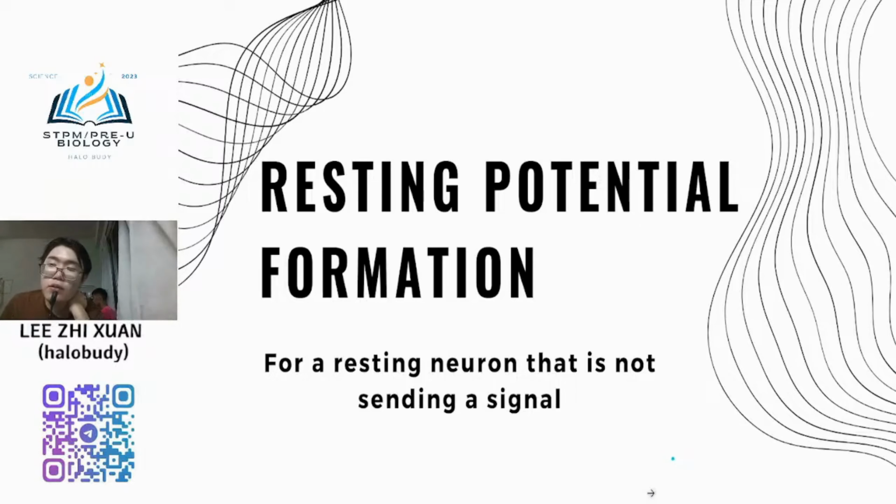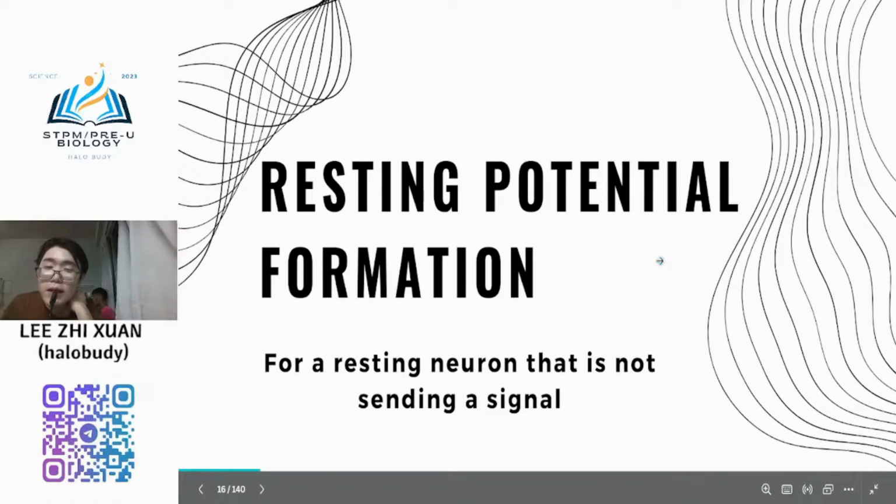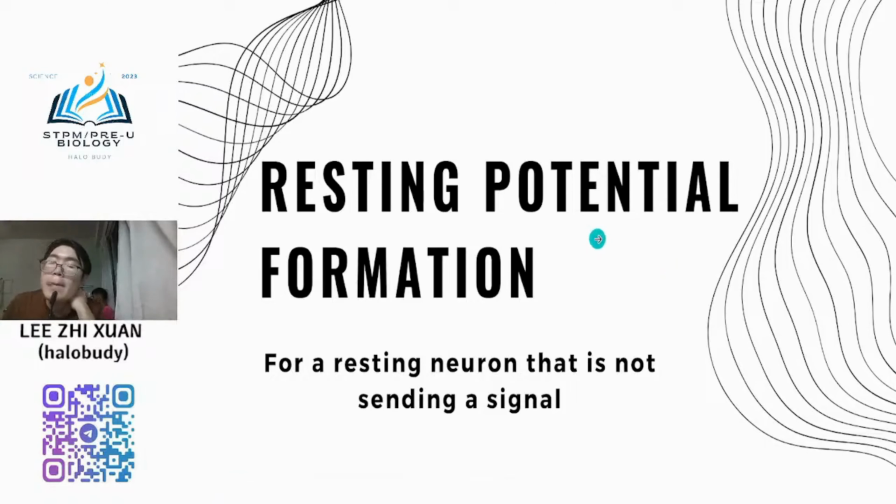Now I will proceed to the formation of resting potential. Okay, so what does it mean? It means that the neuron is in a resting state, that it is not sending any electrical signal within the neuron. No electrical impulse will be passed through.